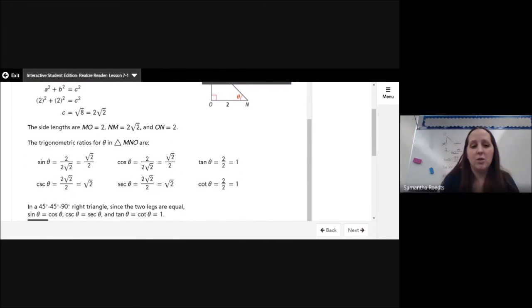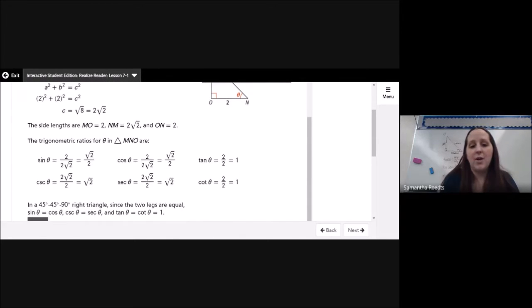So the trigonometric ratios for theta in triangle MNO are sine, which is 2 over the hypotenuse, 2 square root of 2, and it's simplified. Make sure that you get all of the square roots out of the denominator, okay? So I have cosine, which is 2 over 2 square root of 2, which becomes square root of 2 over 2. Tangent theta becomes 2 over 2 or 1. Cosecant, you just flip it, so it becomes 2 over 2. Those cancel out, so I'm left with the square root of 2. Secant becomes the square root of 2, and cotangent is 1.